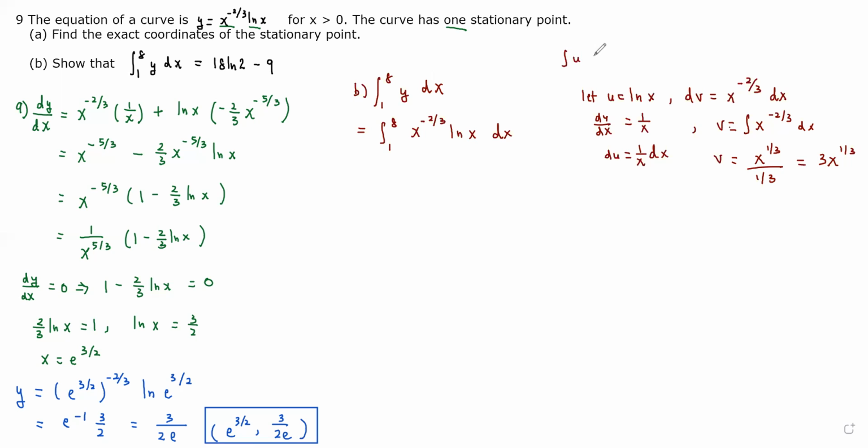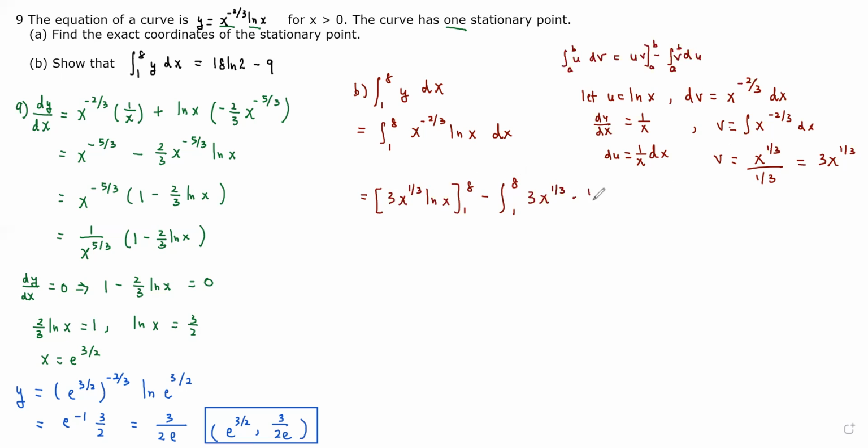Integration by parts, you have the integral of u dv. This is uv minus the integral of v du. So from a to b, we just evaluate from a to b. And in this case, u is ln x, v is 3x to the 1/3. We have uv here, 3x to the 1/3 times ln x from 1 to 8. And then we need to integrate v du. So we have 3x to the 1/3.